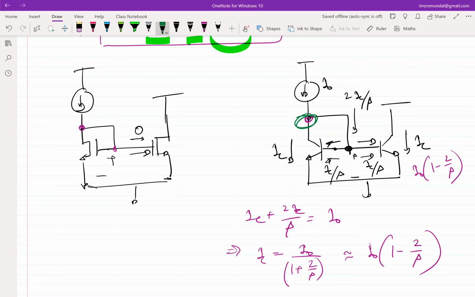Because again, VB is the same between both, just like in case of a MOSFET, you have VGS the same, if I neglect channel length modulation effects, those types of effects. Then both will be the same IC.